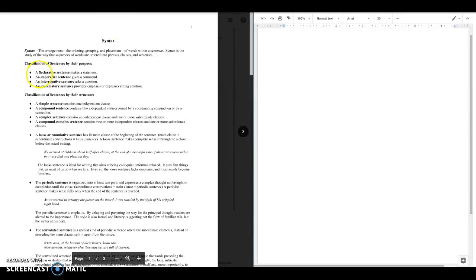First off, a declarative sentence. This is a sentence that's going to make a statement. An example is, I would like to go to Atlanta. This is a simple statement saying what you would like to do. An imperative sentence is going to give a command where you tell someone to do something. An example would be this: Take me to Atlanta. That's making a command, telling someone to do something.